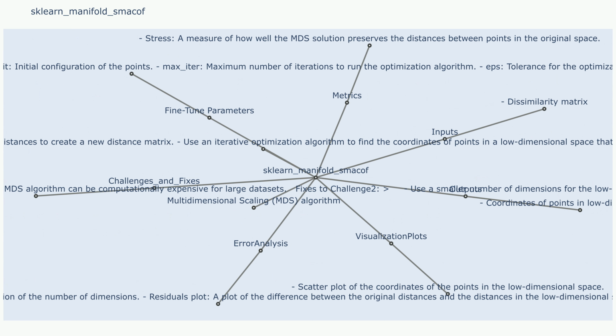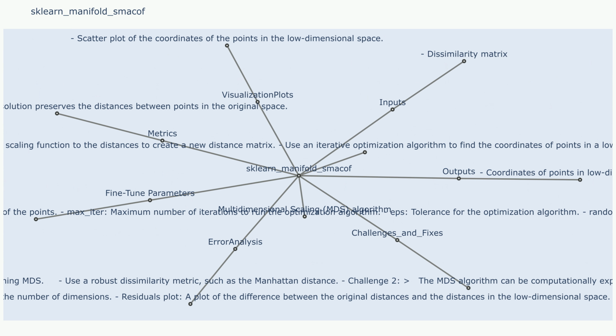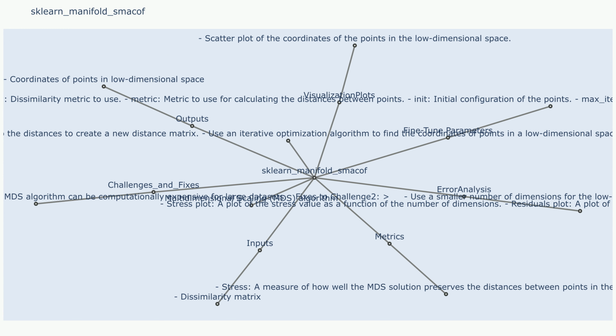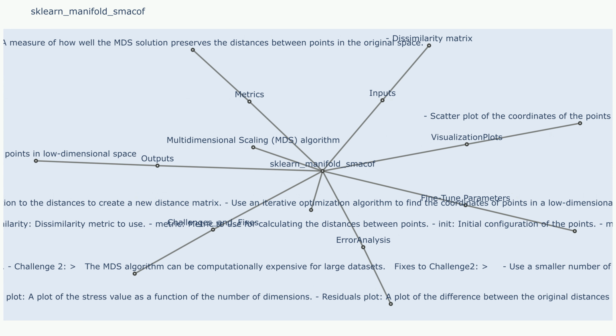Metrics. Stress. The most common metric used to evaluate the quality of the embedding. It measures the difference between the input distances and the distances in the embedding space. Lower stress values indicate better fits. Shepard diagram. A visualization tool that plots the input distances against the distances in the embedding space. Visualization plots. Scatter plot to visualize the embedded data points in the low-dimensional space. Shepard diagram to visualize the relationship between the input distances and the distances in the embedding space.